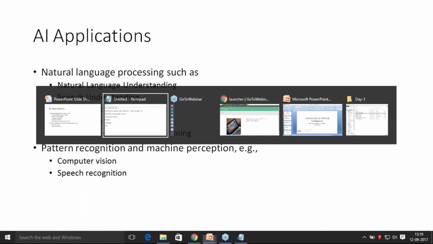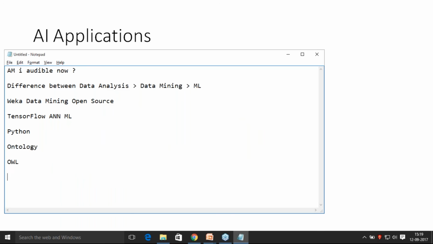And machine translation, information retrieval and text mining. These have been in industry earlier, but now they have benefited from AI. Pattern recognition, yes: computer vision and speech recognition. These two sectors have developed and benefited from deep learning like anything.